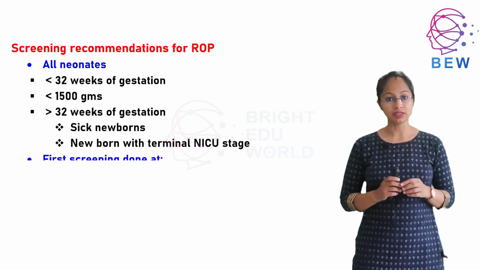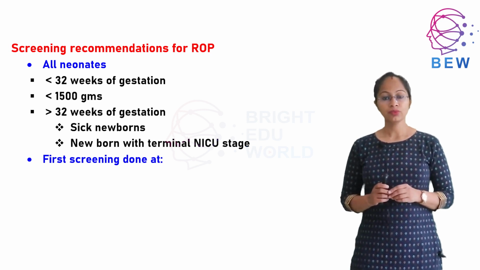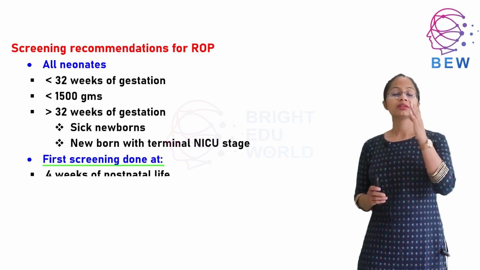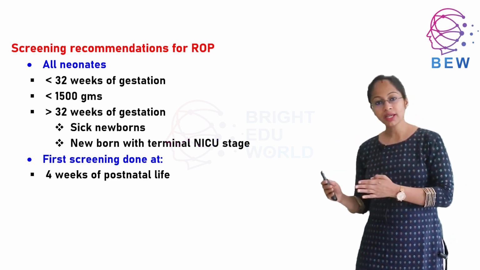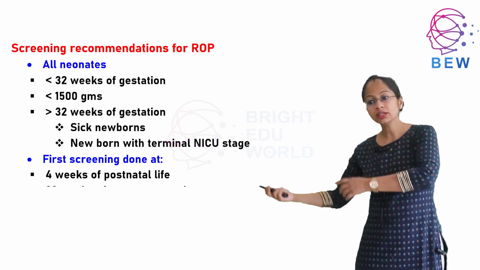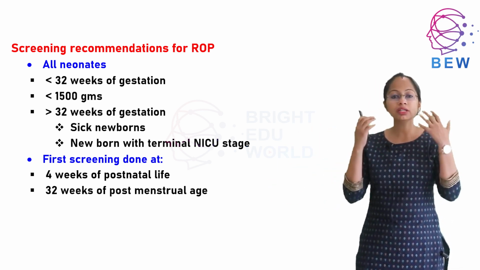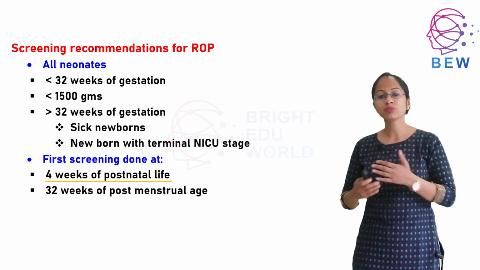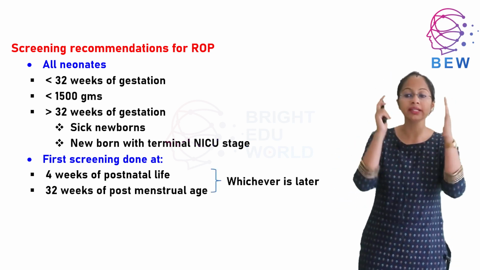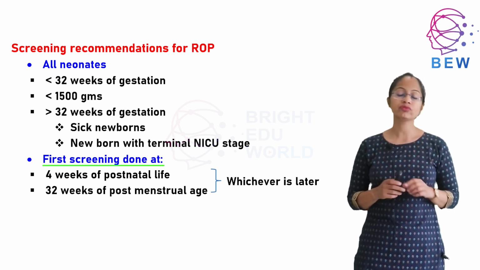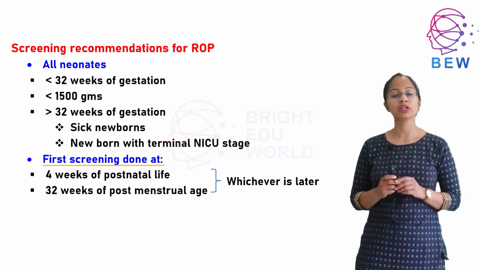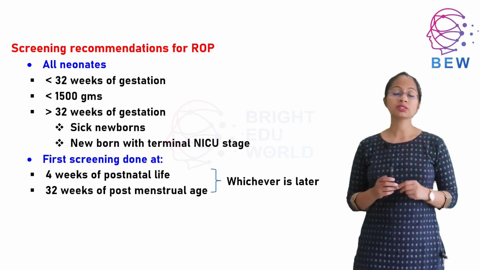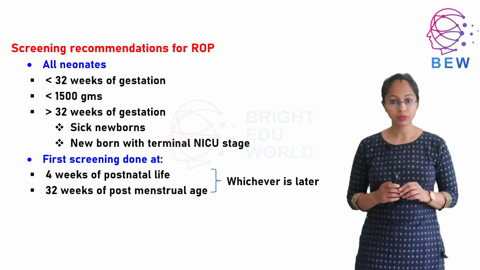And when to screen these neonates is again a question. So the first screening should be done at 4 weeks of postnatal life, or at 32 weeks of post-menstrual age, or after 4 weeks of postnatal age, whichever is later. Okay, so this is the time when first screening should be done in the cases of retinopathy of prematurity. So this answers most of the questions that have been asked on retinopathy of prematurity.